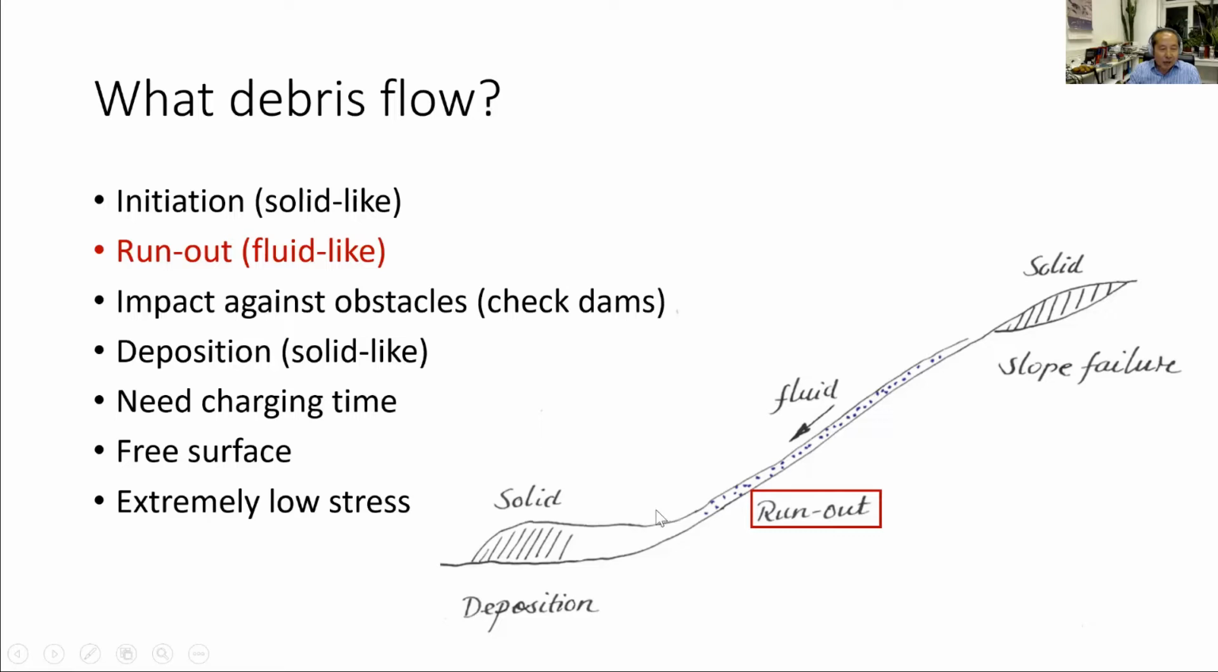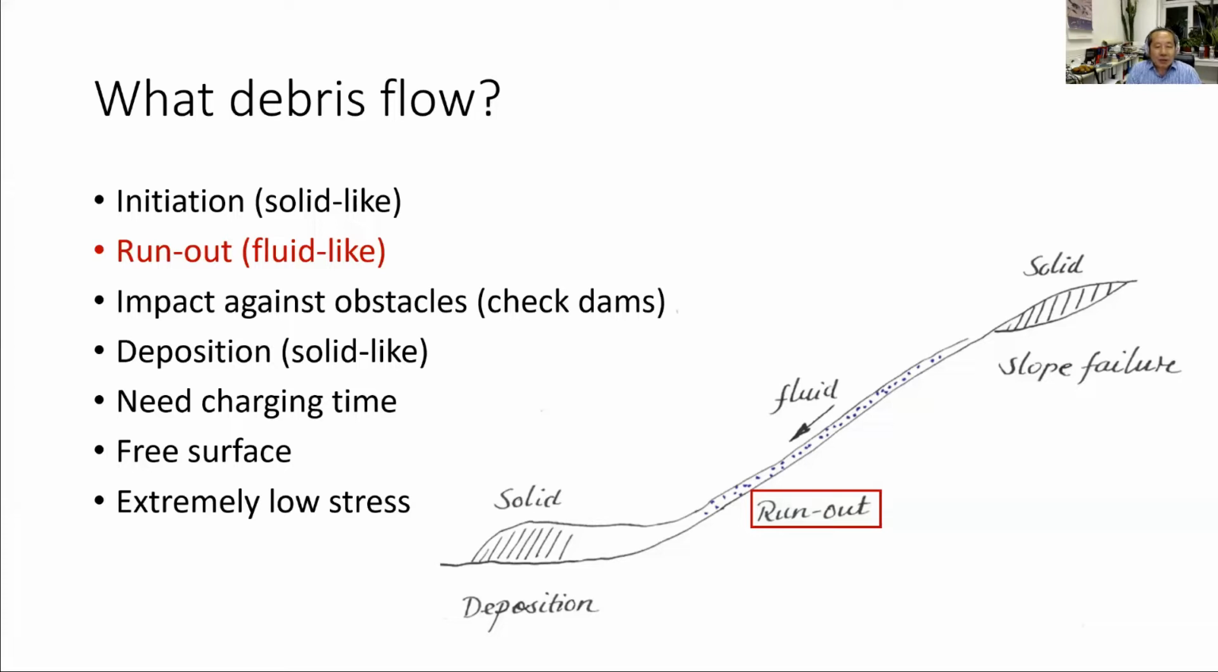On the way downwards, it might impact against obstacles, and this is why the symposium is here, right? The interaction between the debris flow and check dams, we have obstacles here. And finally, the deposition. You see now the geomaterial or debris material on the way has changed from solid to fluid and back to solid again, right? So this is a very important and very difficult topic for us, well beyond our classical scope of soil mechanics.